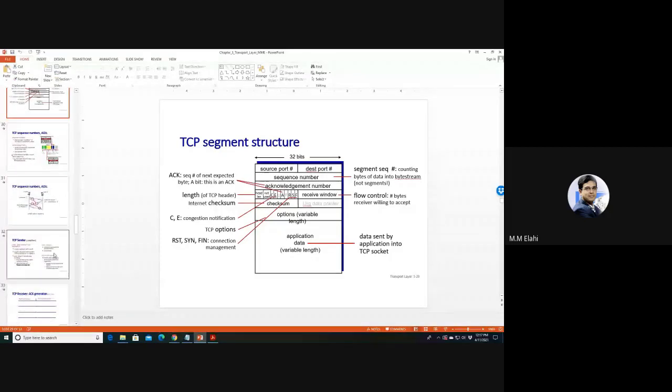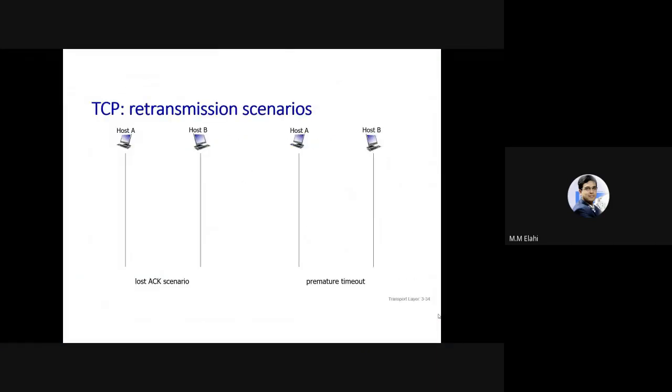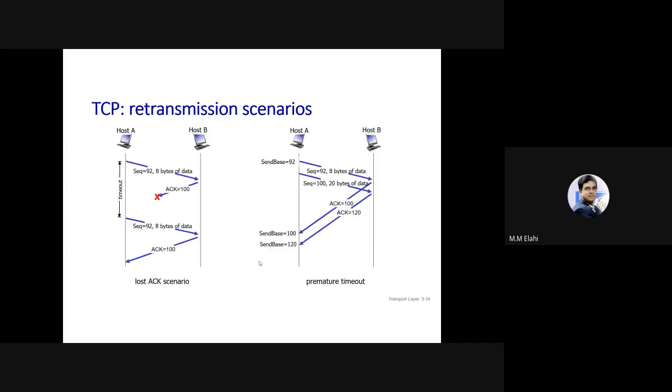Then we have seen these three examples. I am not going through very much details, but the first example was lost acknowledgement scenario. The second one, premature timeout. That means timeout is relatively smaller. So what happens? The acknowledgement is coming after the timeout. So sender has nothing to do but to retransmit the lost segment.